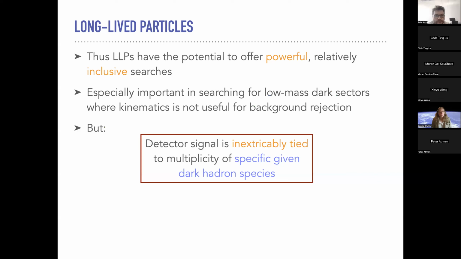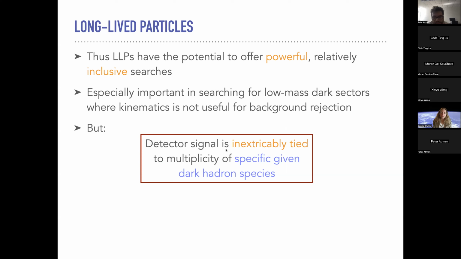So long-lived particles, therefore, have the potential to offer powerful, relatively inclusive searches. This is especially important if you're looking for low mass dark sectors, where the overall kinematics of the event is not useful for background rejection. Backgrounds fall off very steeply in anything with powers of dimensions of mass, so center of mass energy, object pT, and so on. If you're looking for relatively low mass signals, you're sitting intrinsically in a region of high standard model background. And so having long-lived particles, which again becomes more likely if you're living at low mass, can be extremely powerful.